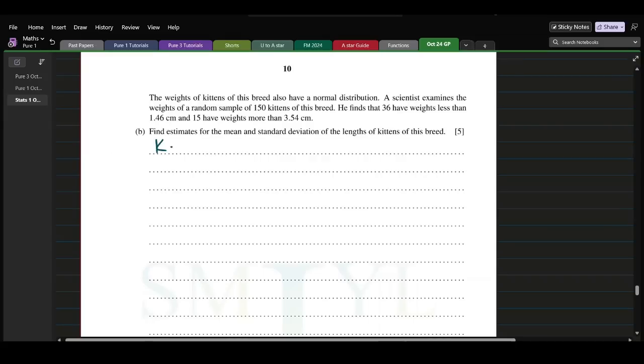Alright, so let's define our random variable. Let K be the random variable: weights in kgs of kittens. Alright, and this follows a normal distribution with mean mu, and our variance is sigma squared. We have to find both mu and sigma.